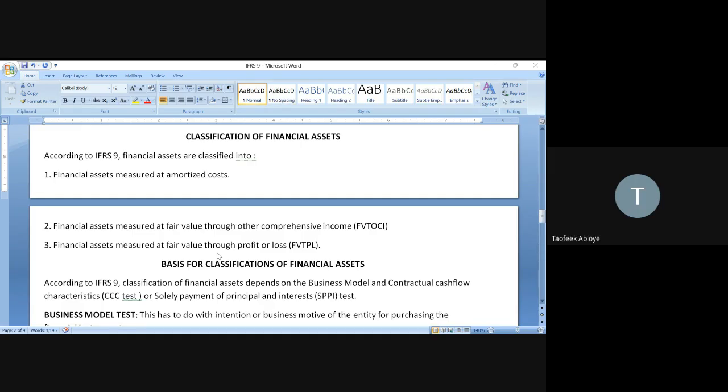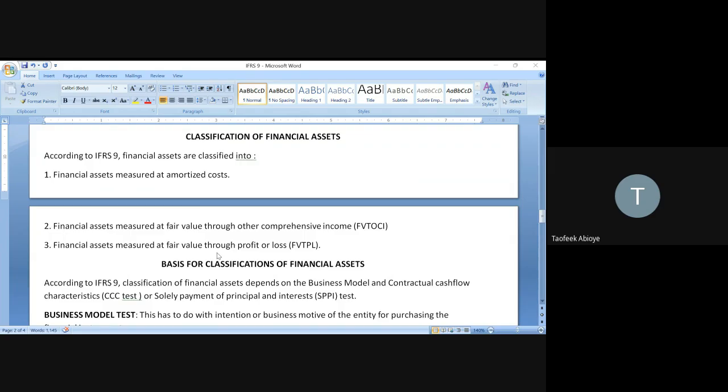Sorry, financial assets at amortized cost, financial assets at fair value through OCI, then financial assets at fair value through P&L. You see this classification, please let's take note of them because questions can come out in any of them. The three of them are different, so we must take note of them. However, they are very, very simple.